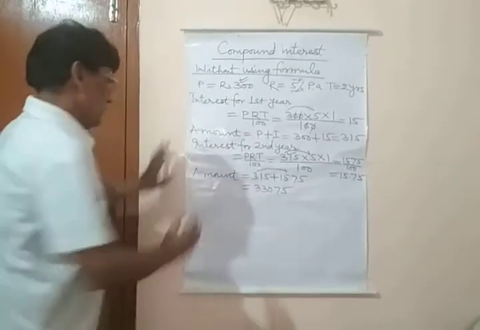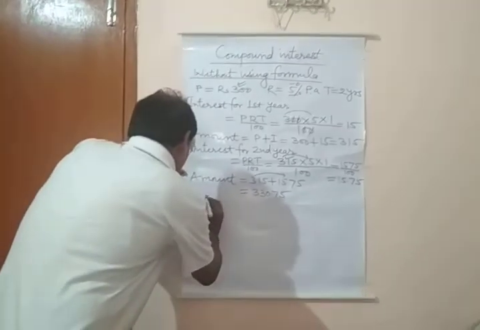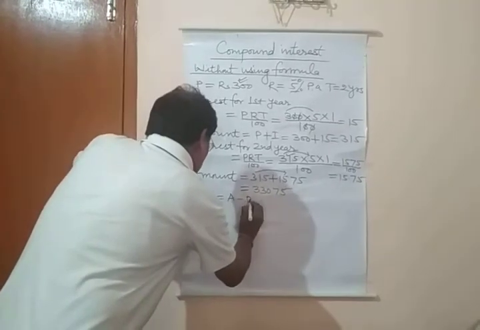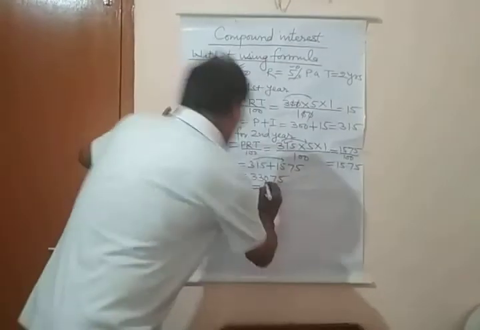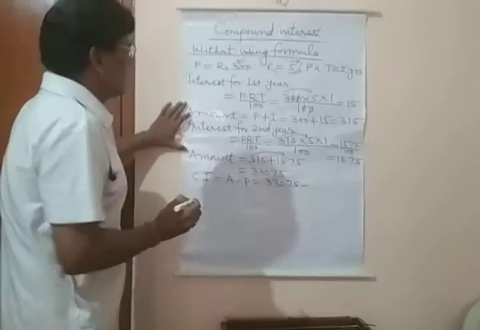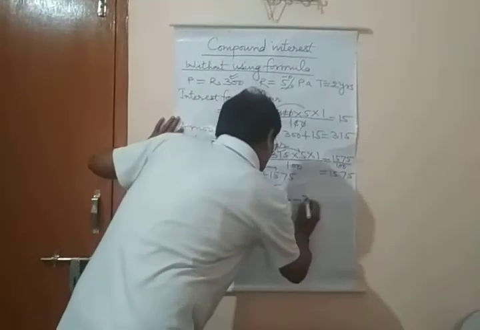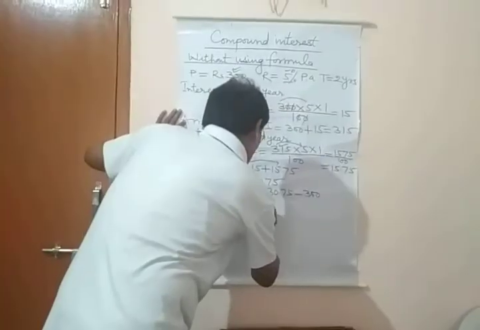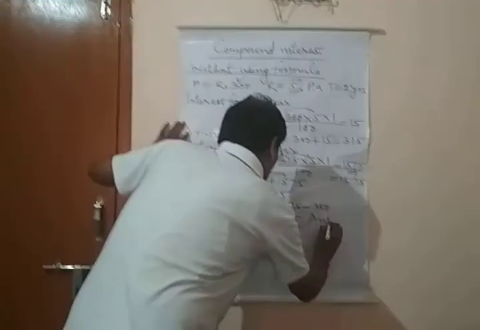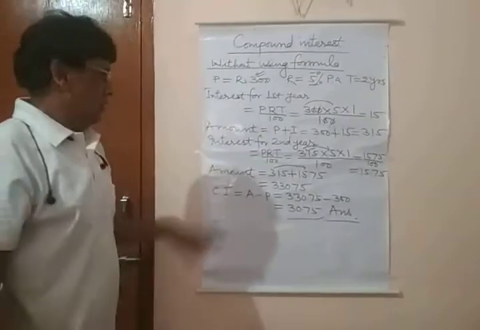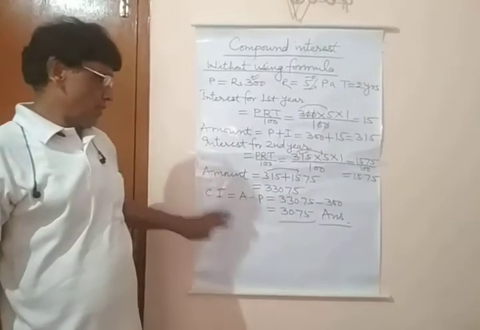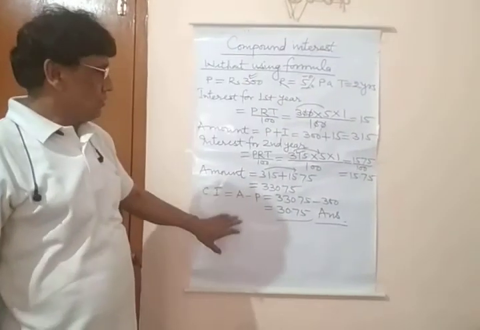Now compound interest will be amount minus principal. Amount minus principal means 330.75 minus principal, which is 300. So the answer is 30.75. This is your answer. In this way you can find out compound interest without using formula.